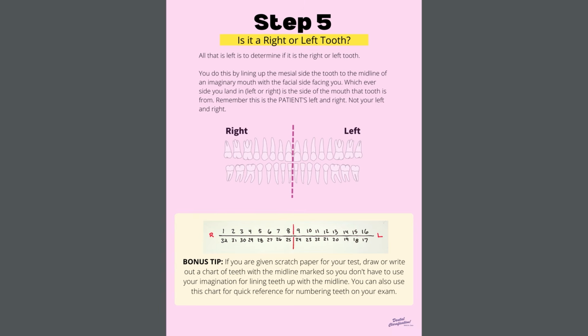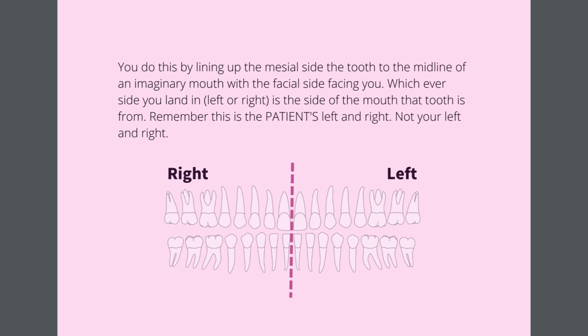The fifth and final step to identifying a tooth and acing your tooth identification exams is to determine if this is a right or left tooth. You're going to do this by lining up the mesial side of the tooth that we determined in step 4 to the midline of an imaginary mouth with the facial side, which we determined in step 4, facing you. Wherever that tooth ends up in this imaginary face, as you line up the mesial with the midline, the patient's side that it ends up on is which side of the mouth that tooth comes from. Remember, this is the patient's left and right, not your left and right.